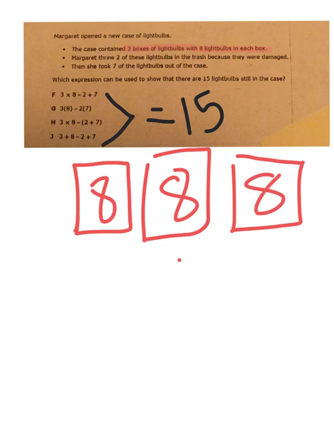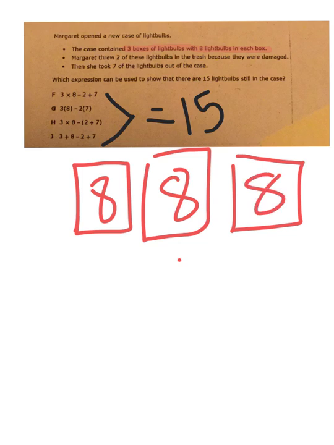But I want to go back and talk about some of the things in these bullet points before we look to solve these equations, because sometimes these steps might help us in understanding the problem, right? So let's look at the first bullet. The case contained 3 boxes of light bulbs with 8 light bulbs in each box. So this is a really simple thing that we can draw out. We have 3 boxes of light bulbs with 8 light bulbs in each box, right?